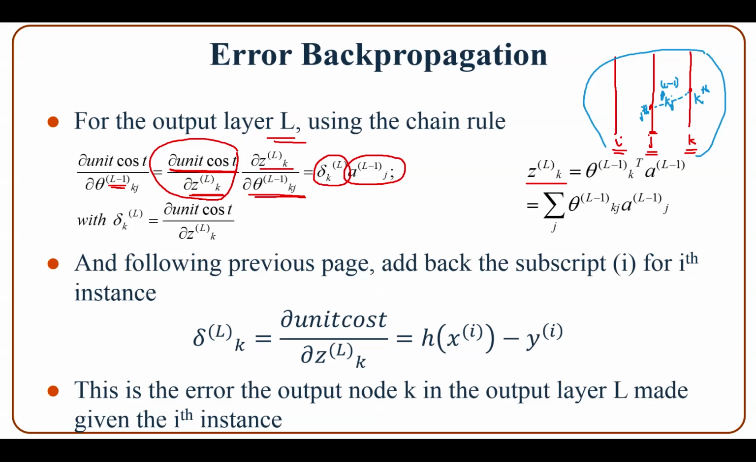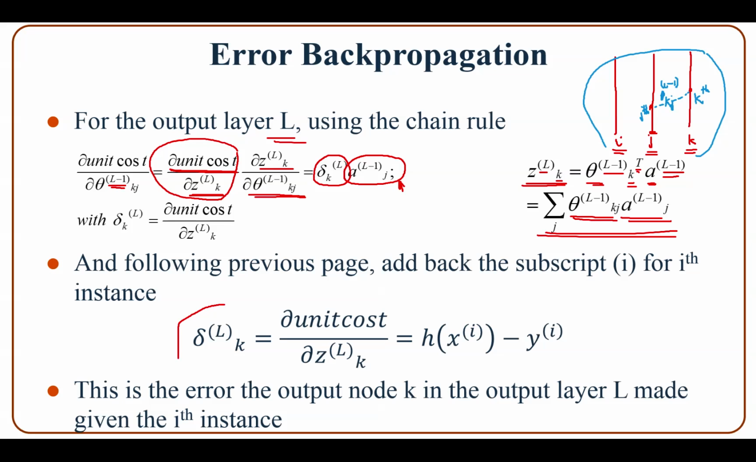That is because z at layer L for node k is equal to theta L-1 for the layer just before it, node k, transpose times a L-1, which is also this. So if you take the derivative with respect to theta L-1 kj, then you have just the corresponding a L-1 j left, right? That's why we see that here.